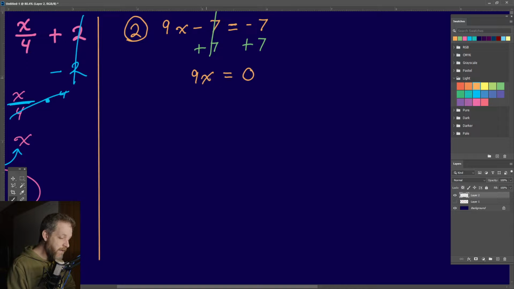Now we're not finished, right? Because we've still got something attached to that x. So we've got to get rid of that guy. How do we get rid of this guy? Well, we've got a number right next to a letter. Remember that means multiplication. So to get rid of multiplication, we do the opposite, which is division. So divide by 9 and divide by 9. This is really easy, right? Because we can do this in our head, because 0 divided by anything is still 0. So our answer is x equals 0.